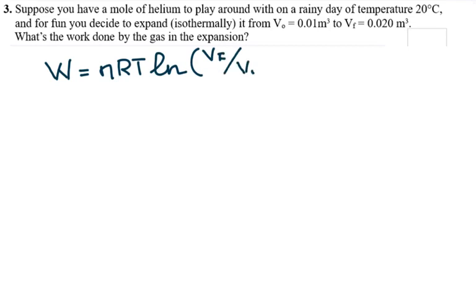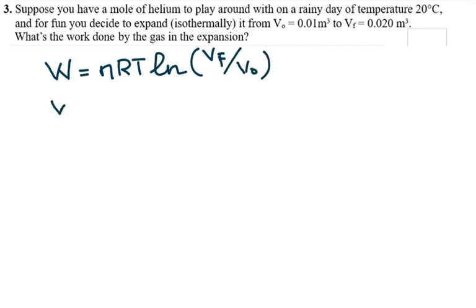In this question, they say, suppose you have a mole of helium to play around with on a rainy day at a temperature of 20 degrees Celsius, and for fun you decide to expand it isothermally, so the temperature stays the same, from an initial volume V sub 0 equal to 0.01 meters cubed to a final volume of 0.02 meters cubed. What is the work done by the gas in the expansion? If you remember from the laws of thermodynamics, the work in an isothermal process is equal to nRT times the natural log of the final volume over the initial volume.